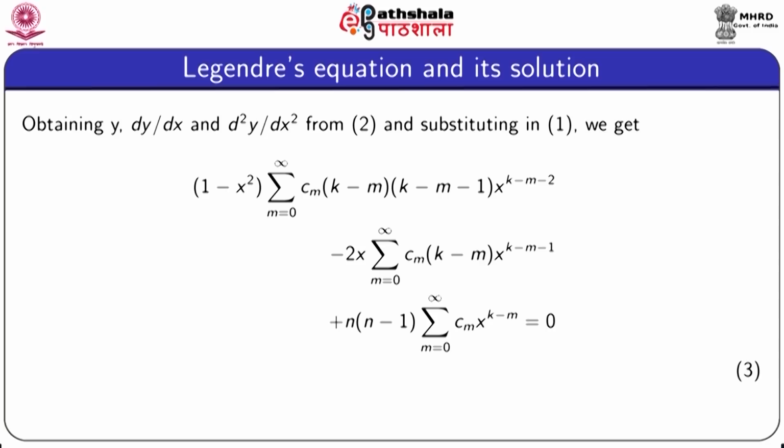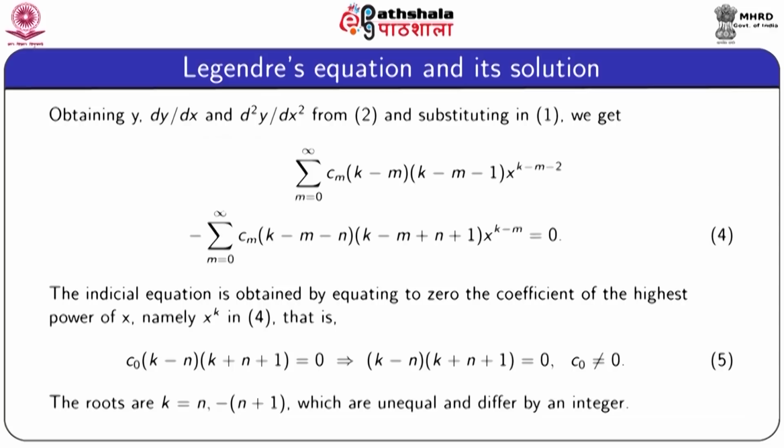And when you do that, you get an equation in this form: (1 minus x squared) summation m equal to 0 to infinity c m (k minus m)(k minus m minus 1) x to the power k minus m minus 2, minus 2x summation m equal to 0 to infinity c m (k minus m) x to the power k minus m minus 1, plus n(n plus 1) summation m equal to 0 to infinity c m x to the power k minus m, equal to 0. Next, we simplify that equation and bring it in this form.